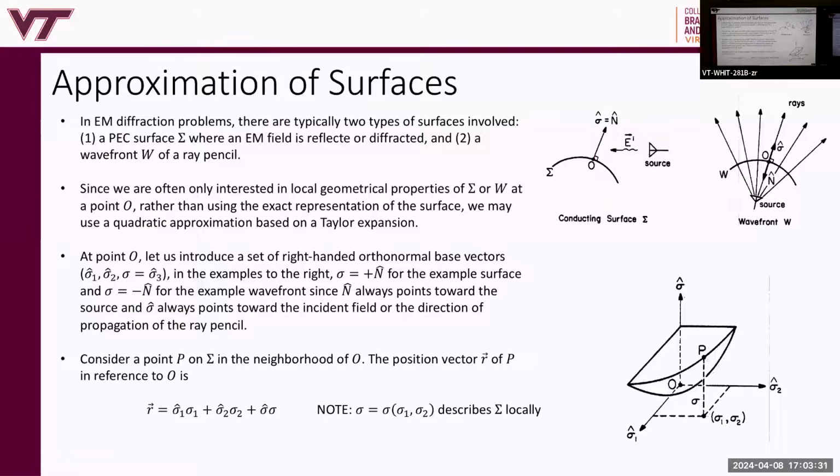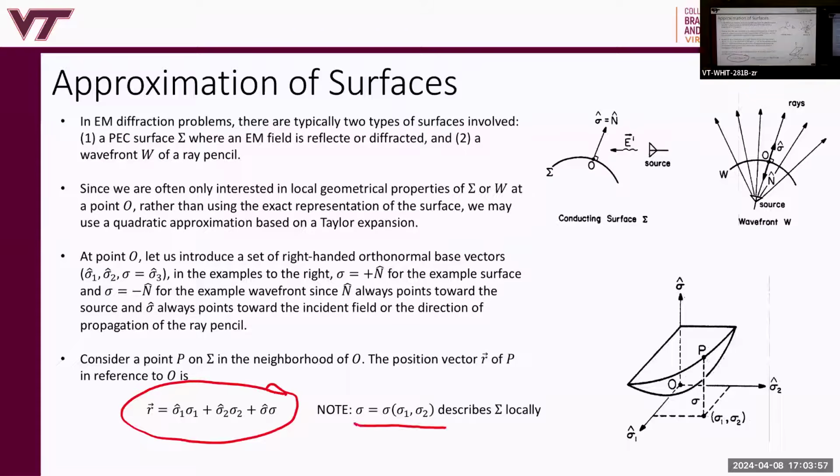So consider a point P on sigma in the neighborhood of O. The position vector R of P in reference to O can now be written in this way. Let's write it like this. So we have three base vectors now: sigma 1, sigma 2, and sigma. Sigma points in the normal direction. So sigma 1 and sigma 2 kind of take the place of RU and RV. And these coefficients, sigma 1 and sigma 2, are the coefficients of those.